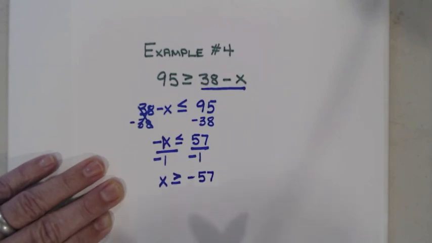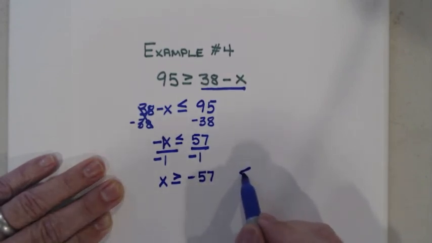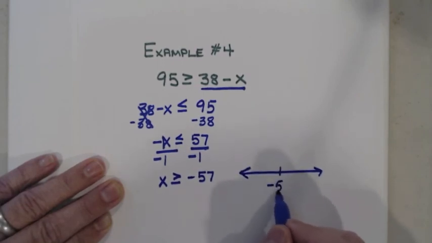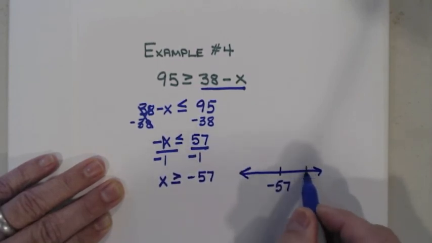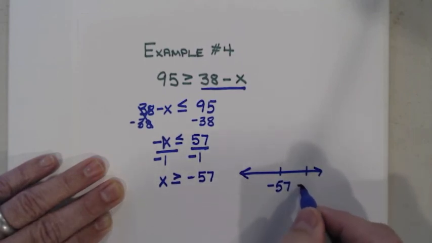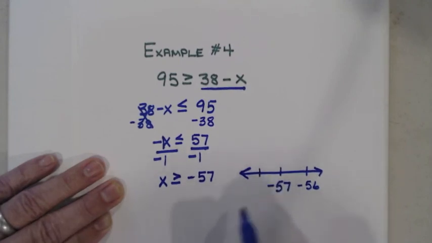They're going to ask you to graph these. You graph them on a number line. You put this number right in the middle, negative 57. Numbers on this side are bigger than negative 57. What's bigger than negative 57? Negative 56. Numbers on this side are smaller. Smaller than negative 57? Negative 58.